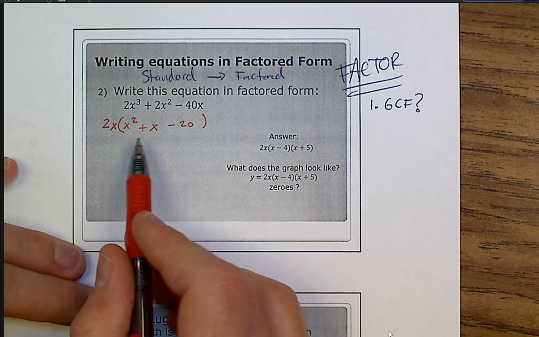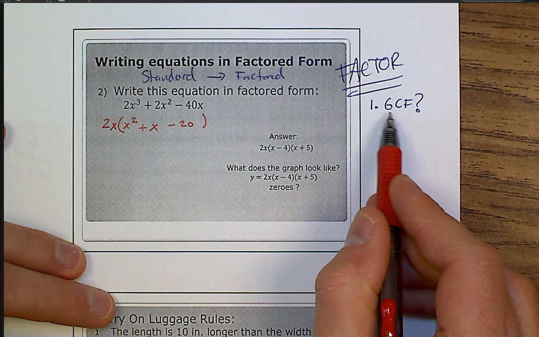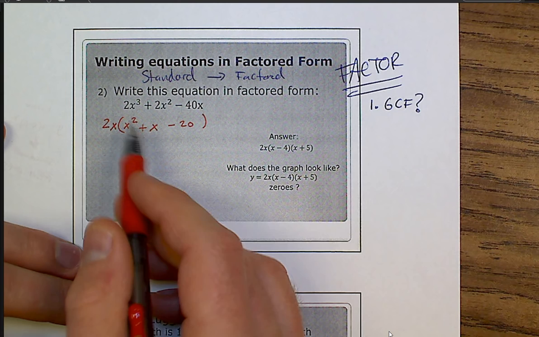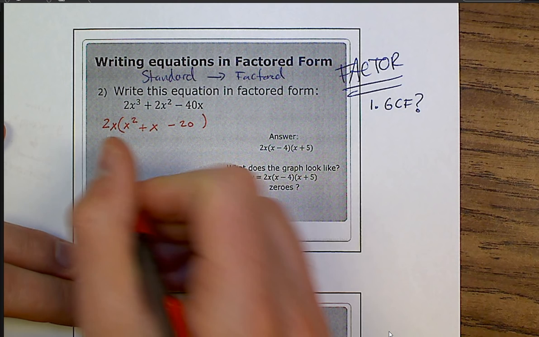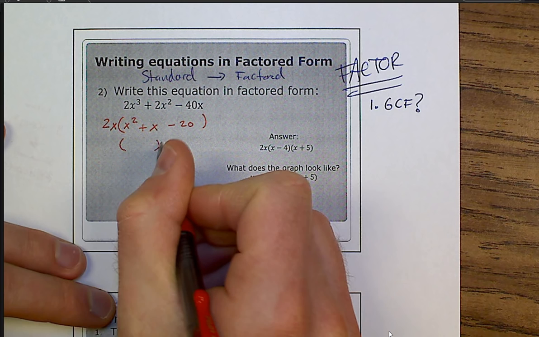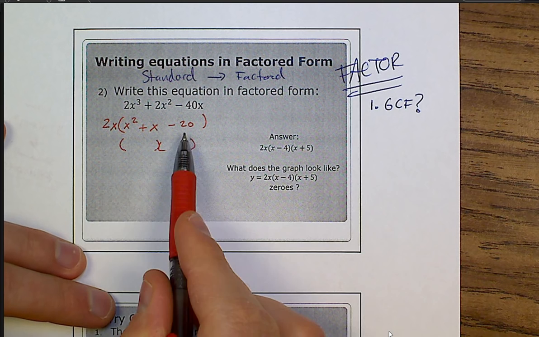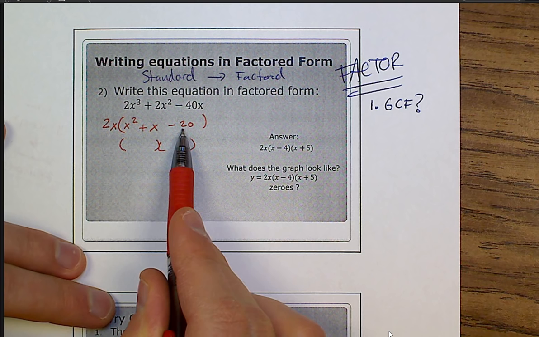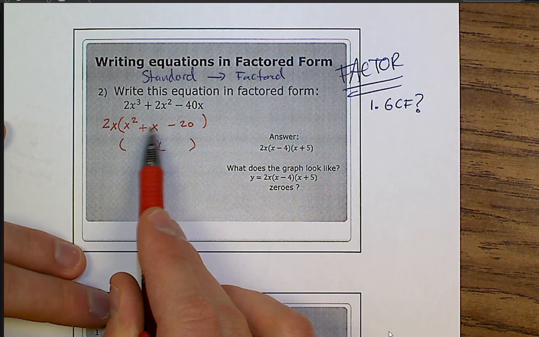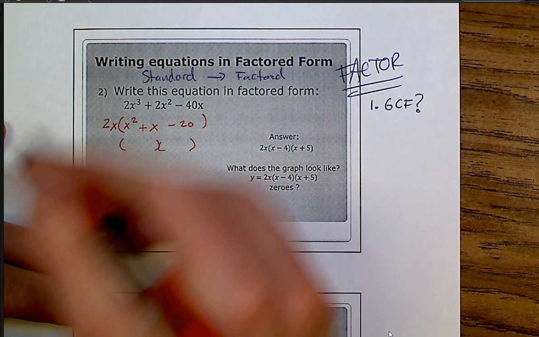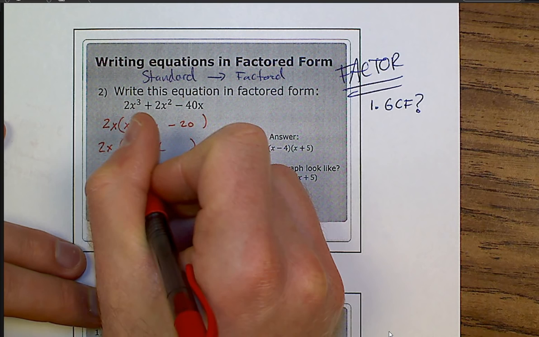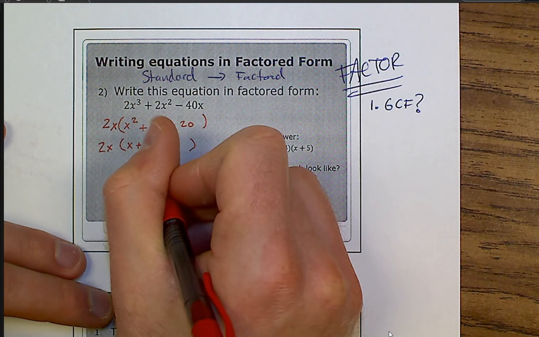Now, don't stop here. Once you've taken out a GCF, look to see if there's something else you can factor. Can you factor this trinomial into a product of 2 binomials? In other words, are there 2 numbers that multiply together that give you negative 20, and add together, you get positive 1? There it is. You have x plus 5 and x minus 1.